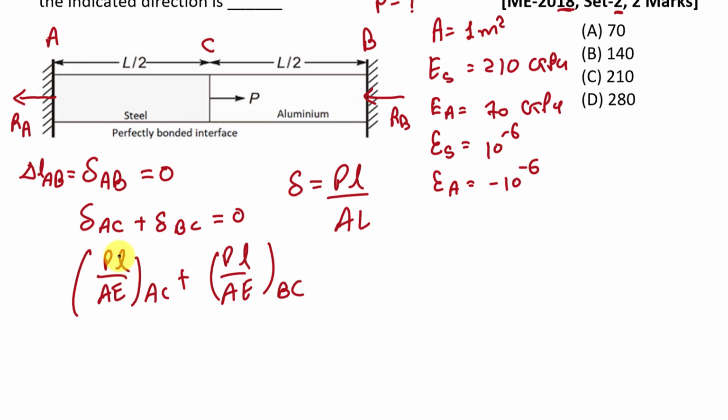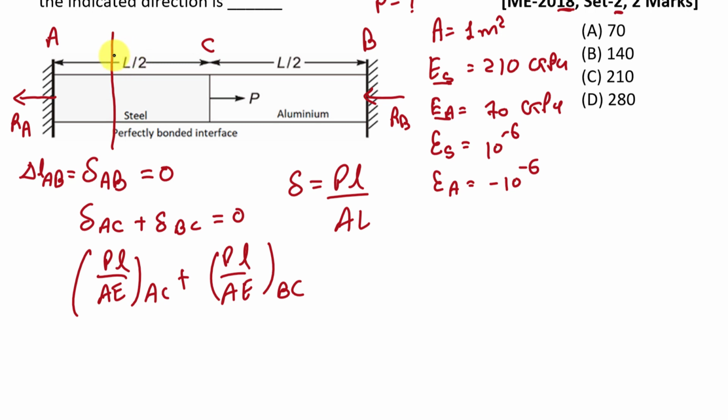Now here we have length L by 2 for both the bars. The area is the same for both bars, but the value of E is different, and the value of load P will be different. Here we have to find the load in bar AC and the load in bar BC. To find the load in bar AC, we will take a section in bar AC like this and take the summation of all the forces acting on either side of this section.